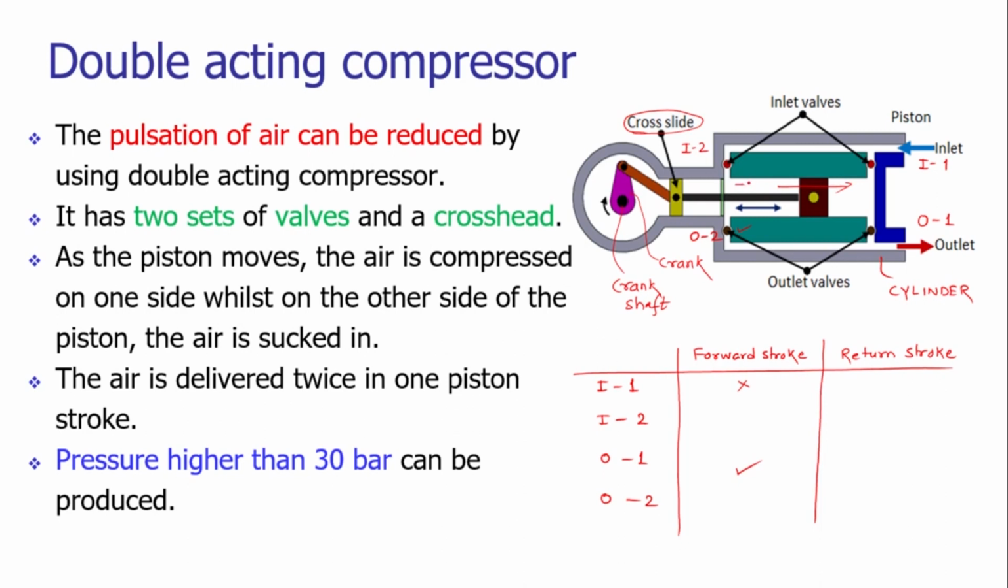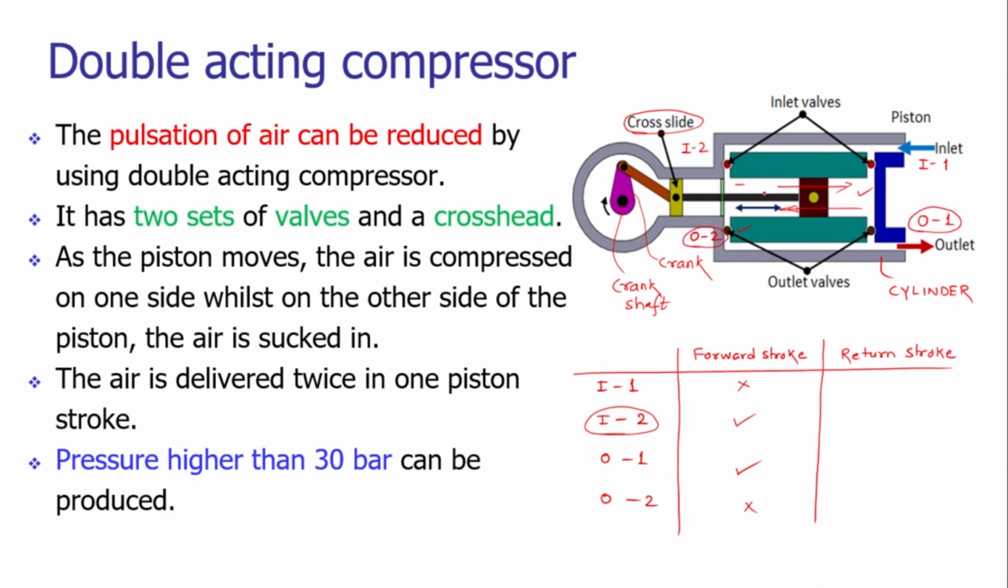So here, due to the pressure difference, there is a reduction in the pressure, and inlet valve 2 will be open. So there is an opening of inlet valve 2, and there is a closing of outlet valve 2. In the forward stroke, the inlet valve 1 is closed. There is a pulsed output that we are getting from the outlet valve 1.